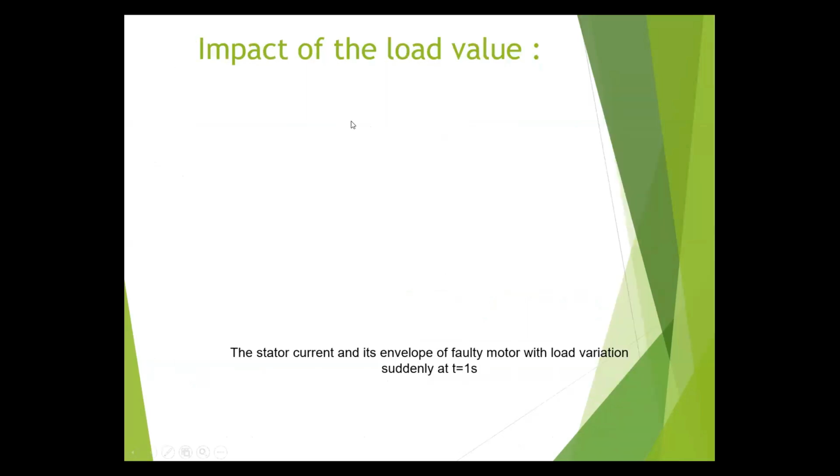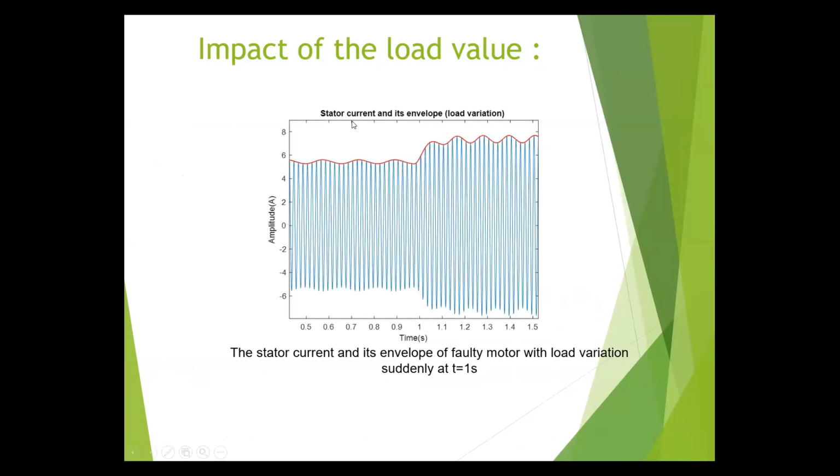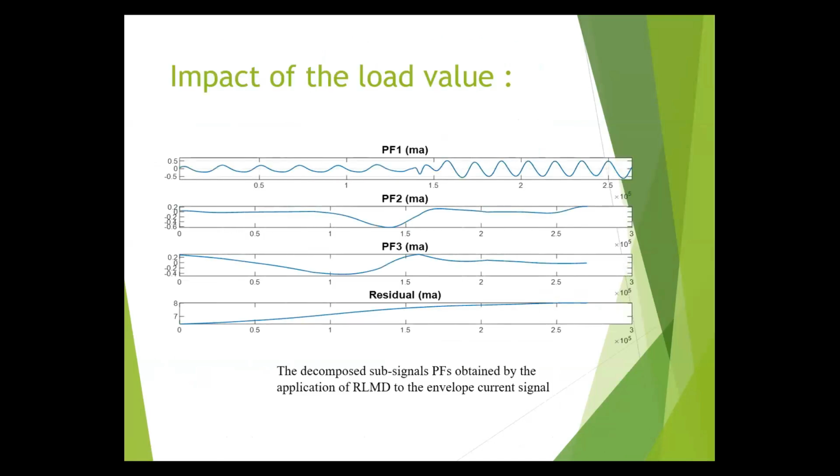Here, we'll study the impact of the load values on the results. This figure presents the stator current and its envelope with a load variation at time 1 second. We can observe an increase in the magnitude of the signal according to the load variation. This figure presents the decomposed subsignals obtained by applying robust local mean decomposition to the envelope current signal. We can see that the most dominant product function varies according to the load variation, compared to the previous results regarding the fault severity.